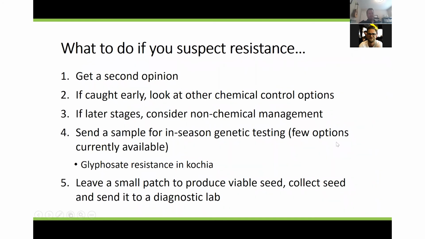So send a sample for in-season genetic testing. So I wanted to talk about this a little bit. Currently there's relatively few options available for in-season genetic testing for resistance. One of the best examples I think that we have right now is glyphosate resistance in kochia. And I'll get into that in the next slide when I talk about diagnostic labs. So in-season genetic testing, we're at a point here with technological development where we can actually test for resistance rather rapidly if we know the mechanism of that resistance.